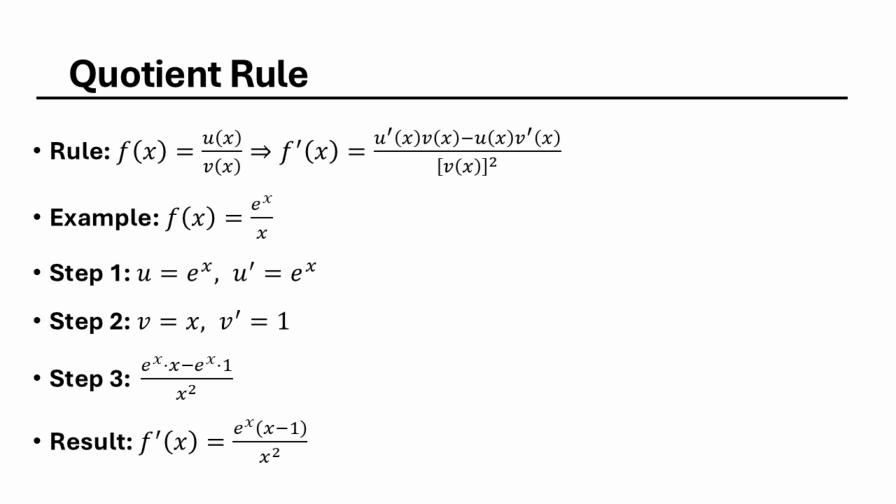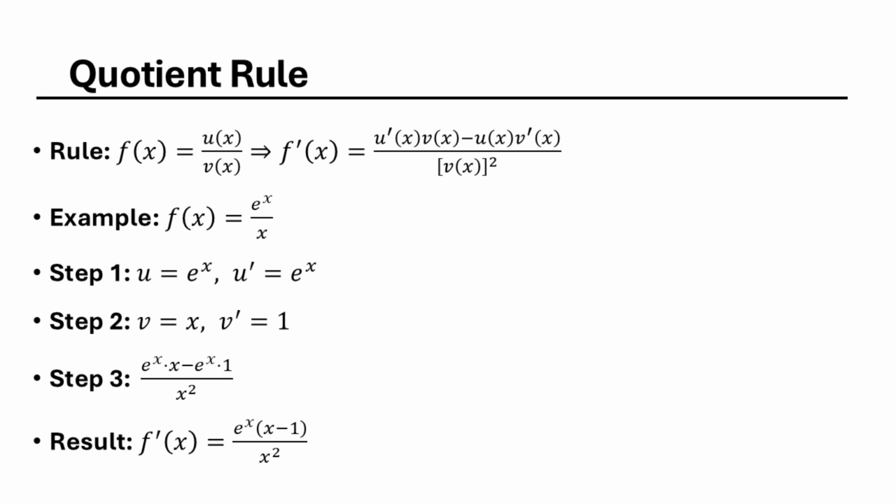Let's use f of x equals e to the power of x divided by x. Here, our top function u is e to the power of x, and its derivative u prime is also e to the power of x. Our bottom function v is x, and its derivative v prime is 1. Plugging these into our formula, we get the quantity e to the power of x times x, minus e to the power of x times 1, all divided by x to the power of 2.